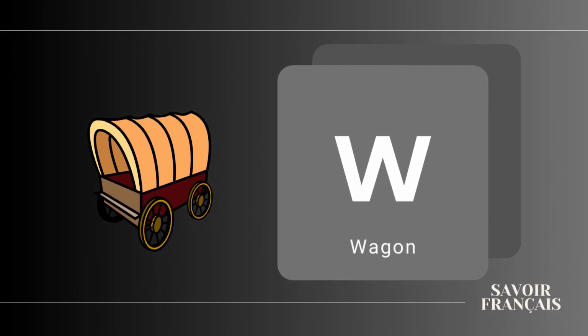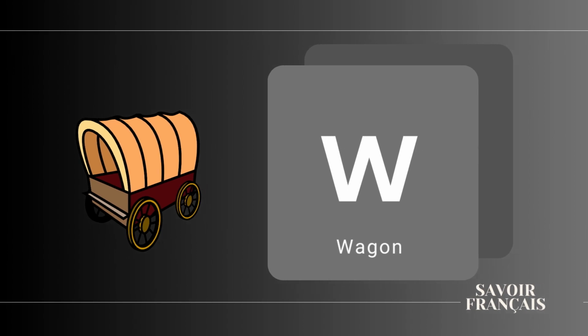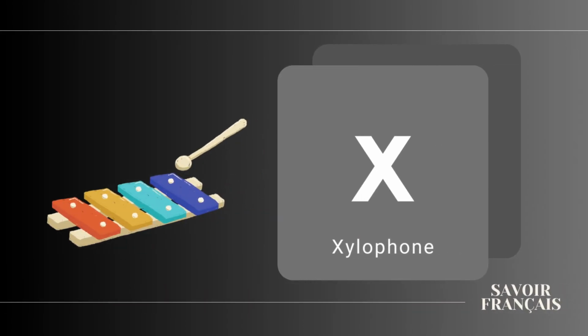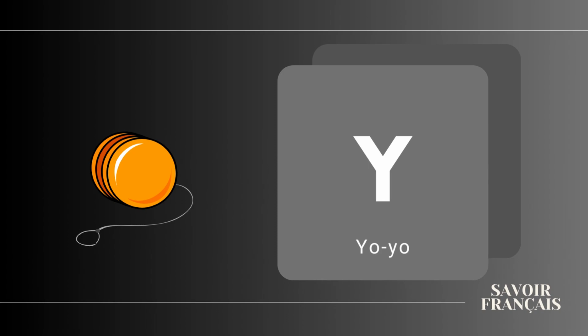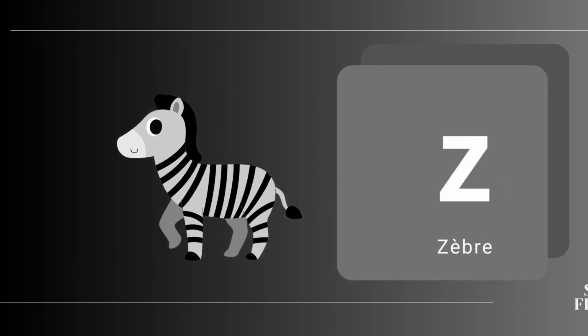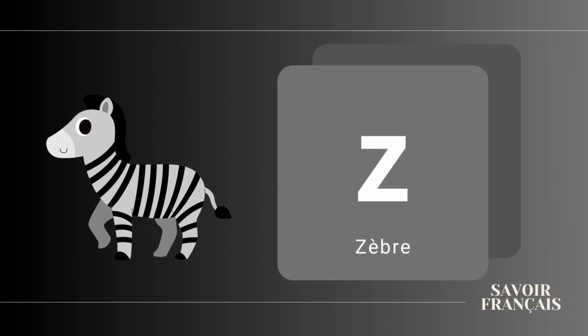W is for wagon. Wagon. X is for xylophone. Xylophone. Y is for yo-yo. Yo-yo. Z is for zèbre. Zèbre.